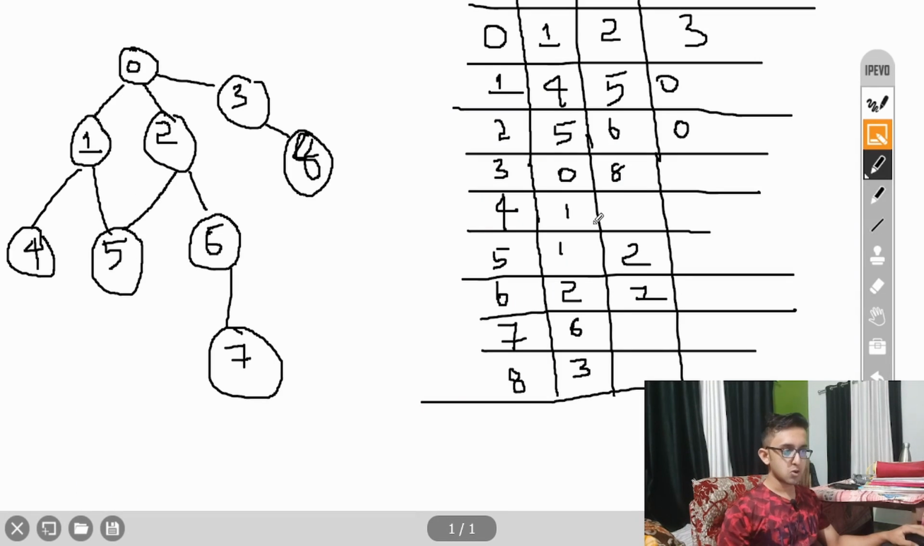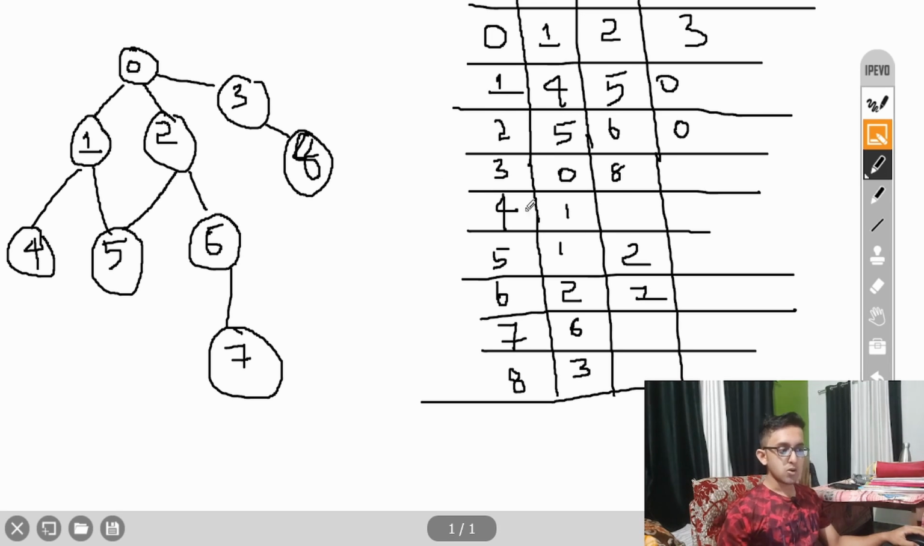Let's take an example. Consider this graph and its adjacency list given over here. I have already explained what an adjacency list is in the previous video, so if you want to know more about it, you can explore on your own or watch my previous video. In zero's adjacency list, we have all the elements which are adjacent to it. So for 0, it has 1, 2 and 3 as adjacent elements. And for 1, we have adjacent elements 4, 5 and 0. Similarly, it is populated with all the other vertices.